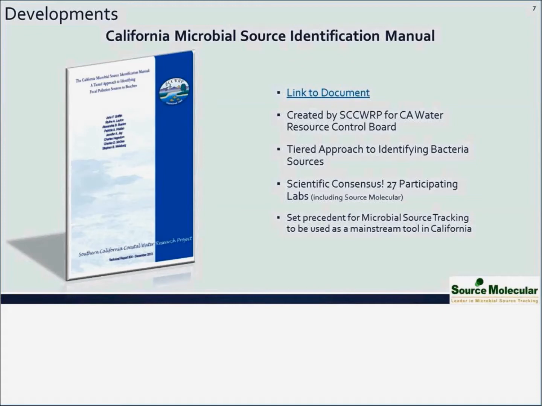And so based on this research, there are now a series of methods for source identification that can be used in the state of California and sets a precedent that source tracking is really a mainstream tool now in California rather than strictly a research tool. So that's a big paradigm shift from just a few years ago, where this was really just an experimental technology. And this is a technology that can help people now on real-world problems.